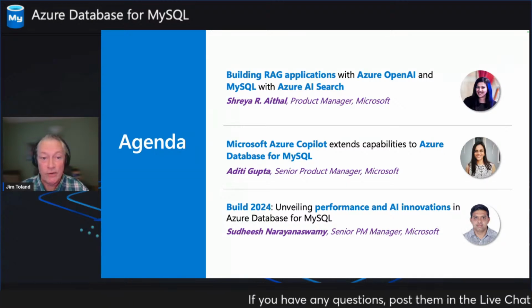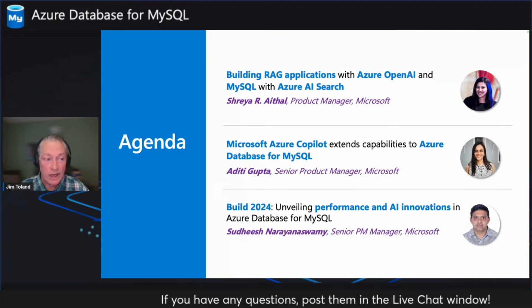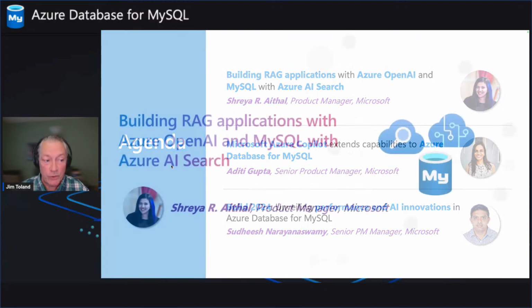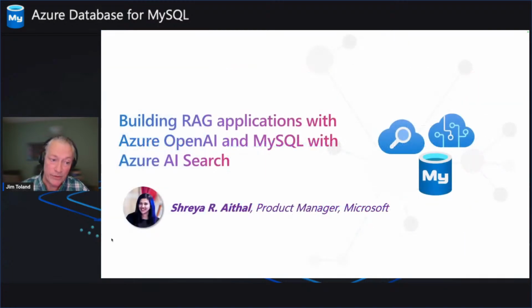Now let's get started with the first section. Large language models are trained on vast volumes of data and use billions of parameters to generate original output for tasks such as answering questions, translating languages, and completing sentences. Retrieval augmented generation, or RAG, is the process of optimizing the output of an LLM by referencing an authoritative information source outside the data used to train the model.